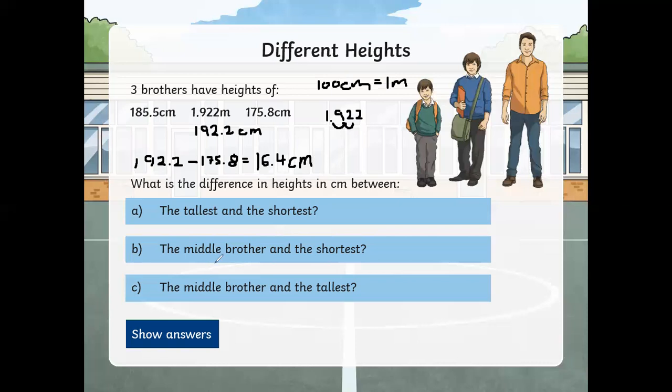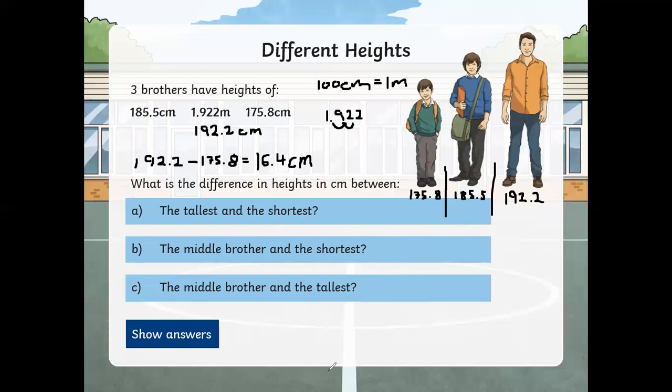And then for question B, it says the difference in height between the middle brother and the shortest. Okay, so this is clearly the shortest guy. So he has 175.8. These are all centimeters, by the way. Then the middle one is 185.5. Draw lines. And then the tallest one we worked out to be 192.2, all centimeters. And now they want to know the difference between the middle brother and the shortest.